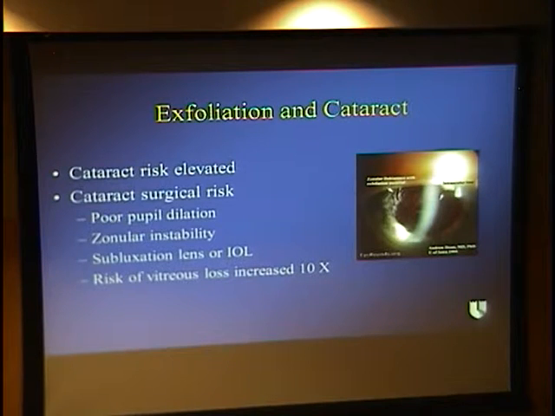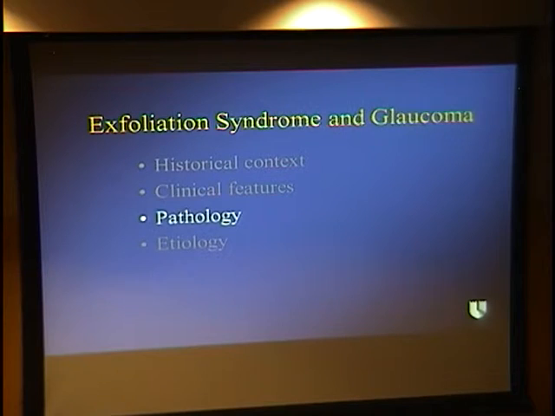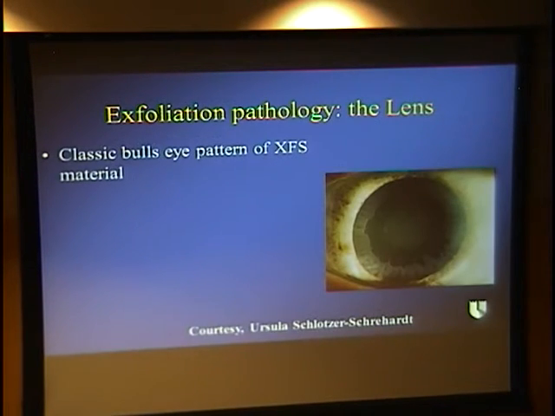Obviously, I think many in the room are familiar with the risk for cataract surgery. It raises that risk quite a lot. The pupils dilate poorly, the zonules are affected and unstable, the lenses may sublux, and the risk of vitreous loss is somewhat around tenfold greater in those who have the syndrome versus those who don't. So approaching them differently is wise.